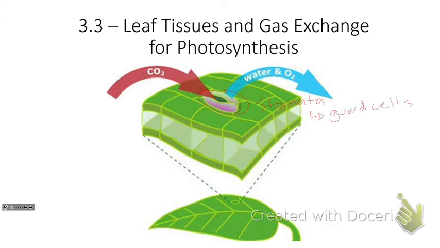So guard cells are a great example of a specialized cell that has a specific function. Okay, so guard cells have the function to prevent excess water loss and also regulate gas exchange. Good. Okay, let's talk about this photo a little bit more while we're up here.